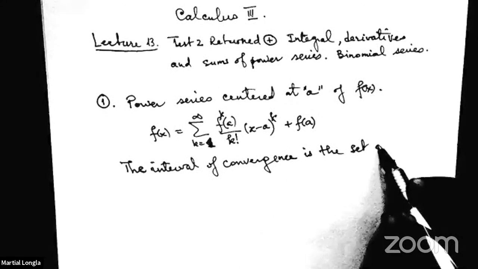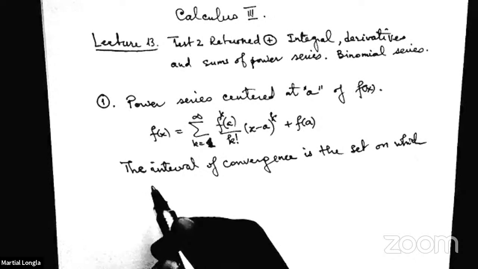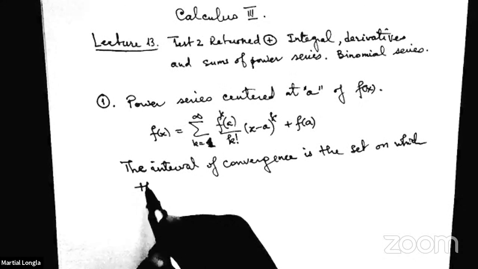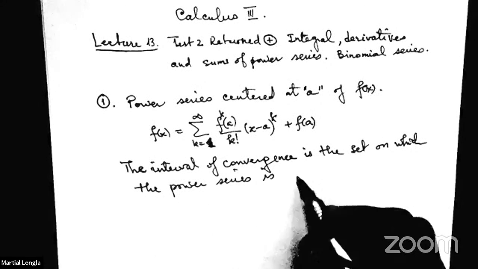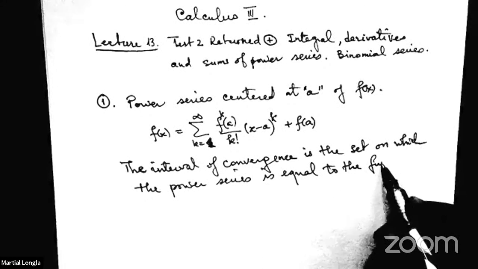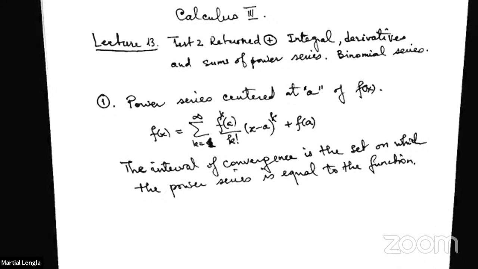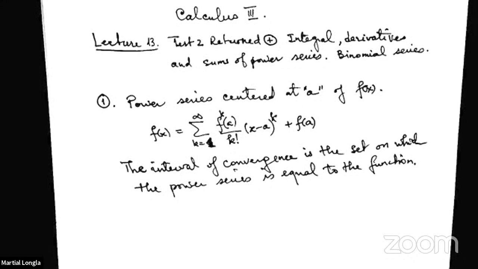Which is the set on which the series is equal to the function. Now notice the difference between this and the Taylor polynomial is that you're taking those derivatives all the way to infinity, and you can only do that if you have a function for which you can take infinitely many derivatives, right?